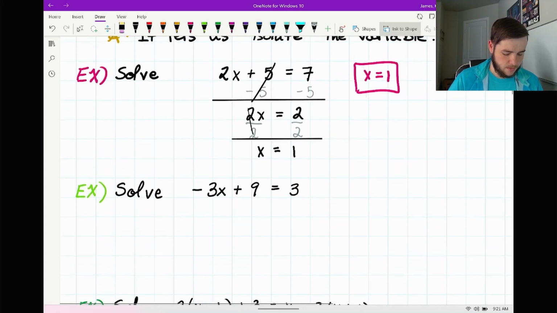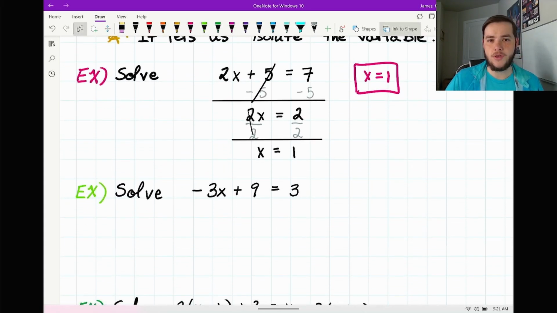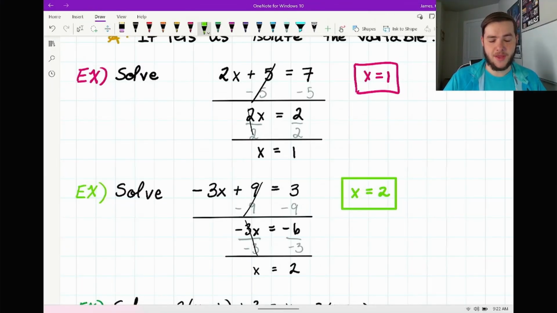Let's try another one. This time, though, I would like you to try pausing the video and giving it a shot on your own. The solution to this equation is 2. How did I get there? Remember, I want to isolate my variable. The way I do that is by using inverse operations on both sides of the equation. I saw I had a plus 9 on the left side getting in my way, so I subtracted 9 from both sides, and that canceled the 9 on the left side and left me over with negative 6 on the right side.